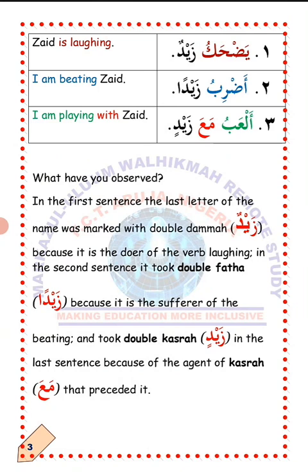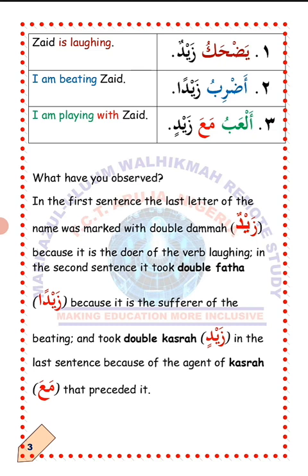So what have you observed from the three sentences? In the first sentence, the last letter of the name Zaid was carrying Dhamma. In the second sentence, the last letter of the name Zaid is carrying double fatha. In the last sentence, the last letter of the name Zaid is carrying double kasra. So what has led to that? That is the question. That is the work of Nahaw. Nahaw is to let you know the kind of vowel sound you are to give your last letter in Arabic grammar.